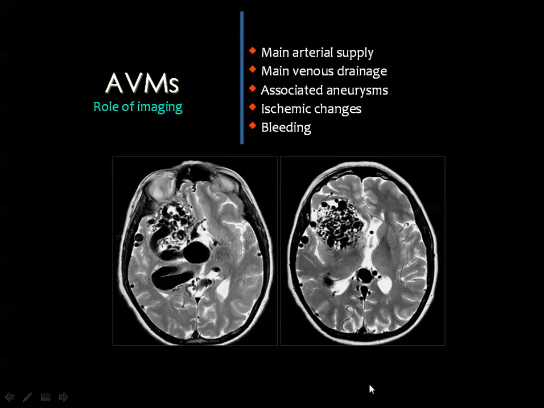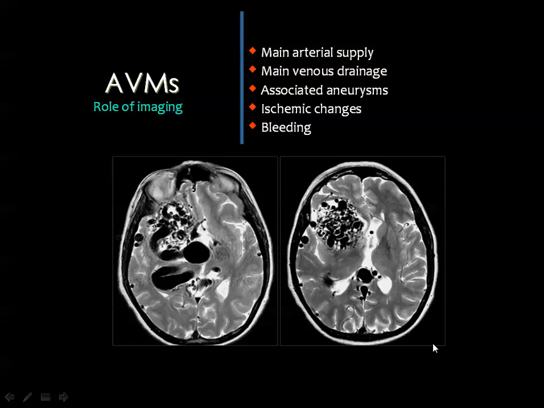Then what is the aim of imaging in cases of arteriovenous malformation? The aim is to detect the main arterial supply of the abnormality and the main venous drainage, and you detect if there are associated aneurysms along the feeder or along the nidus, and if there are ischemic changes due to shunting of the blood, or there is bleeding in the vicinity of the vascular malformation.